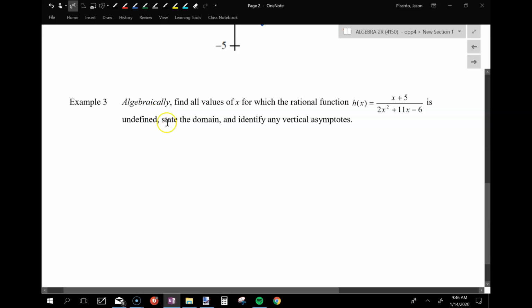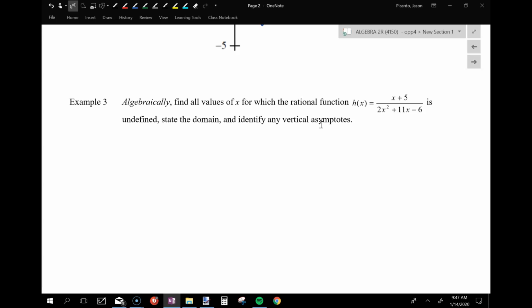Okay, let's see if this question makes sense. Here I give you a function h of x. It says algebraically, determine where this function is undefined, give me the domain, and find any vertical asymptotes. So think of the three things that I just asked you. Where is it undefined? Where are there vertical asymptotes? And what's the domain? Haven't I really asked you the same problem three different ways?